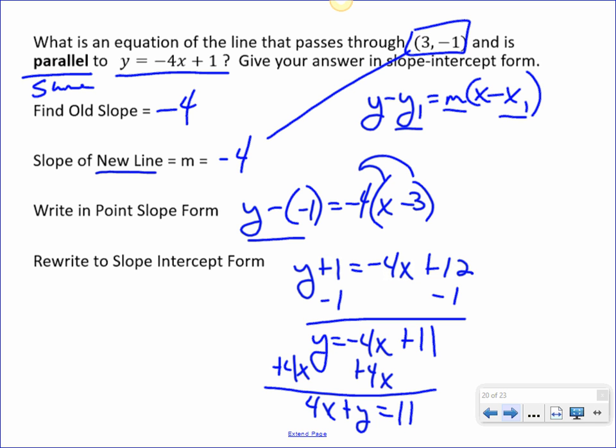Oh my gosh, and I didn't need to go to standard form, so I went too far. Stop right here. I apologize. We do not need to go to this step. We are just getting into slope-intercept form. Okay, we will take a look at the next one.